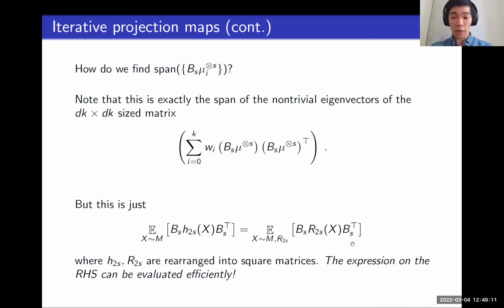So this gives us a way to iteratively construct, okay, so we have a projection map from D to the S minus 1 to K. And now we use it to estimate this matrix. And then we can construct a projection map from D to the S dimensions down to K dimensions.